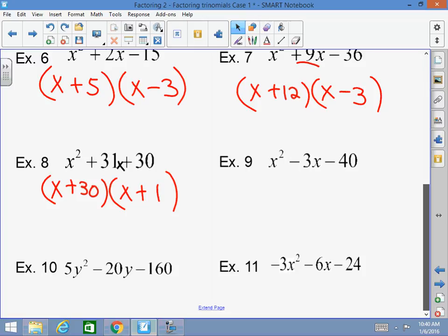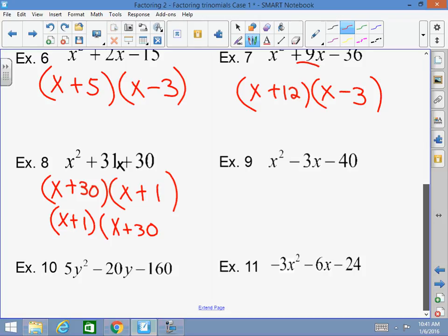Correct, sir. The order of the binomial doesn't matter. It could be x plus 30, x plus 1, or it could have been x plus 1, x plus 30. Commutative property. Okay? I like that one. This one actually messes up a lot of people, believe it or not. Whenever you're dealing with times 1, it always messes people up. I don't know why. Sometimes the easiest is the most difficult to perceive, right?